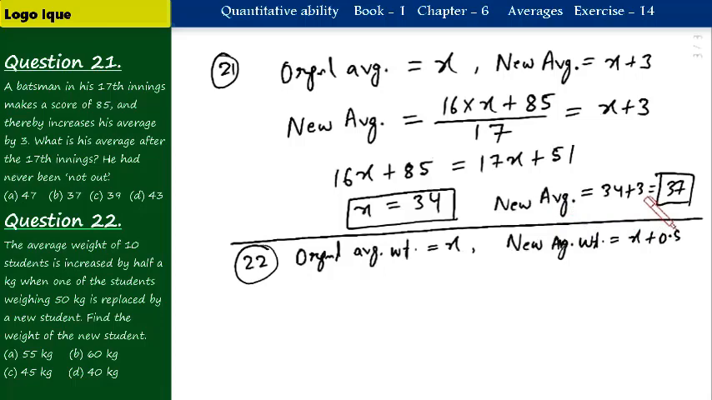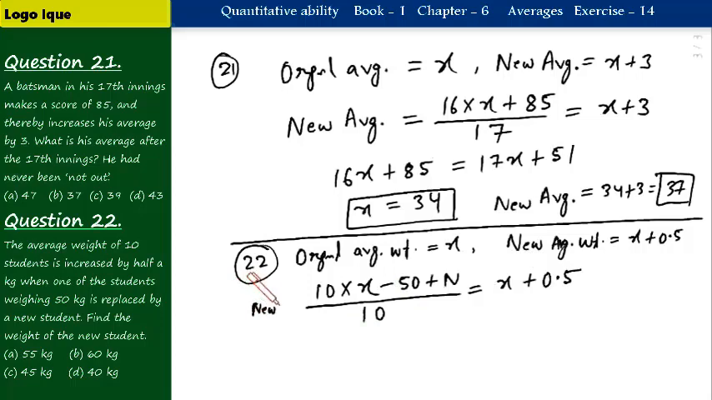Now, the new average must be calculated like this. The total number of students is 10, into the original average weight x. Then the 50 kg student is going out, and let's suppose the new student's weight is n. So 10 into x is the original total, minus 50 kg, the person who is going out, plus the new student's weight n, divided by 10. This should be the new average, and this must be equal to x plus 0.5.